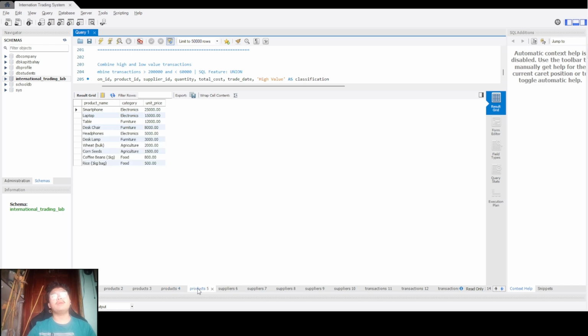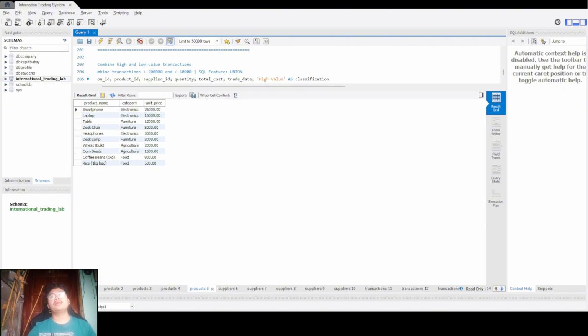Then test case 5 is ORDER BY unit price with DESC. It sorts all products from most expensive to cheapest. DESC means descending order. The smartphone at 25,000 is the most expensive, and 500 pesos is the cheapest.